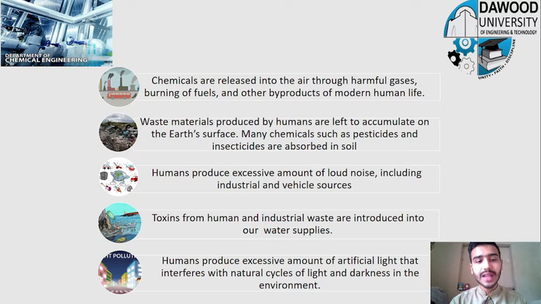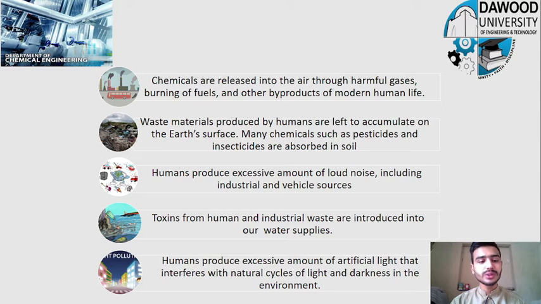So let's come to another type, which is the land pollution, or we can say the soil pollution. Land or soil pollution is basically the waste materials produced by humans that are left to accumulate on the earth's surfaces. Many chemicals such as pesticides and insecticides are absorbed in the soil due to the land pollution, which then make our soil or land non-fertilizable. The next is sound pollution, or we can say noise pollution. Humans produce excessive and massive amounts of loud noises, including industrial noises and vehicle sources.